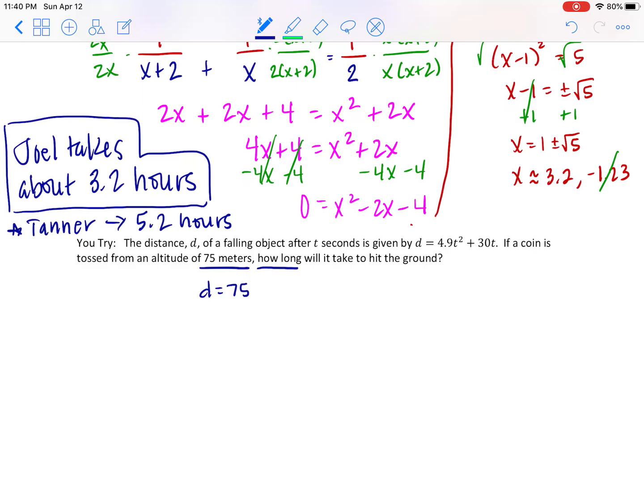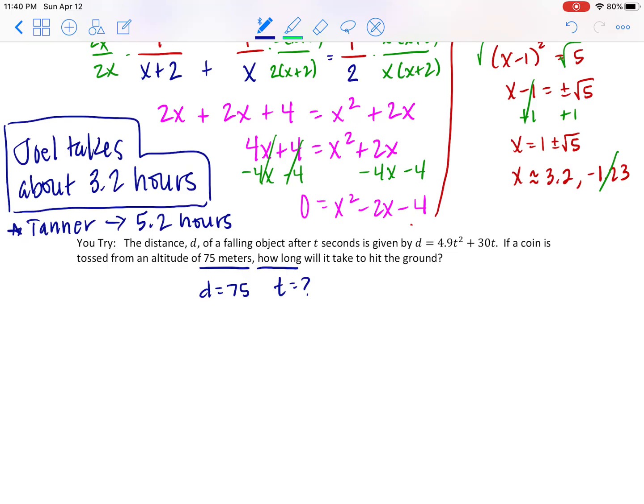Oh yeah, geez, guys. Okay, so how long means we're looking for a time. How long is it going to take for it to hit the ground means how long is it going to take to go all 75 of the meters down, right? Start 75 meters up, we're looking for how long it takes to travel all 75 of those meters. I don't know why I got hung up on that for a second.